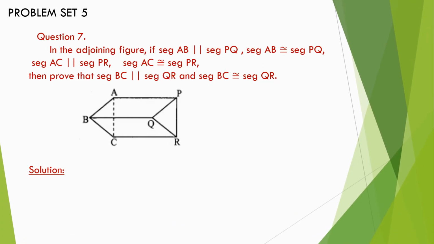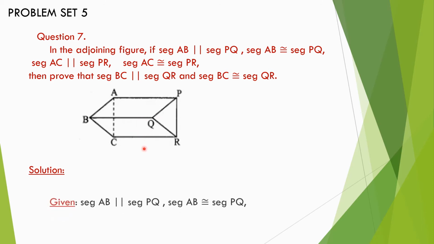Question number 7. In the adjoining figure, if segment AB is parallel to segment PQ and segment AB is congruent to segment PQ, and segment AC is parallel to segment PR and segment AC is congruent to segment PR, then prove that segment BC is parallel to segment QR and segment BC is congruent to segment QR. The figure is already given. And solution: first write given.